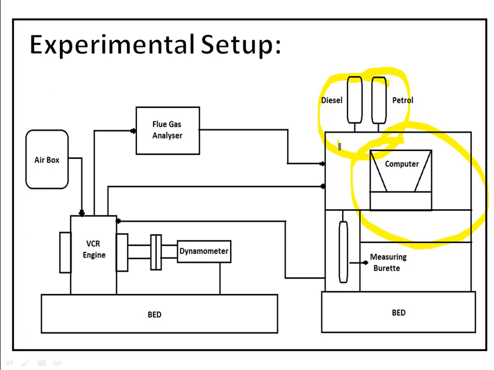The biodiesel is allowed to pass through the magic mirror so that we can know the exact amount of oil going inside the engine. This magic mirror is connected to the VCR engine, that is, the variable compression ratio engine. The air box is connected to give the air supply to the engine. In the engine we know all the processes happening. After the combustion of fuel, the exhaust gas is allowed to go through the flue gas analyzer, and we have a dynamometer to apply load on the engine to get the results at different loads.